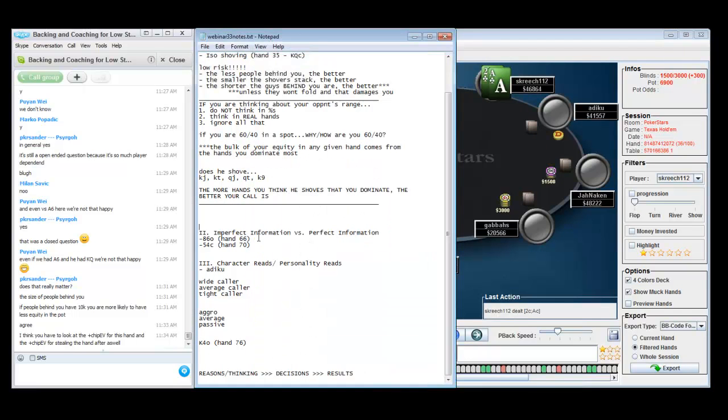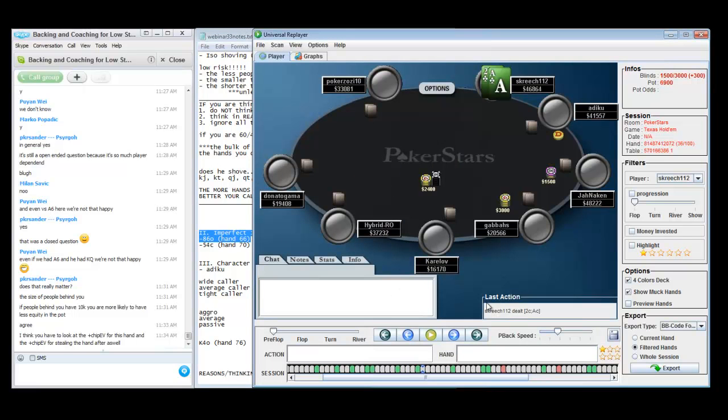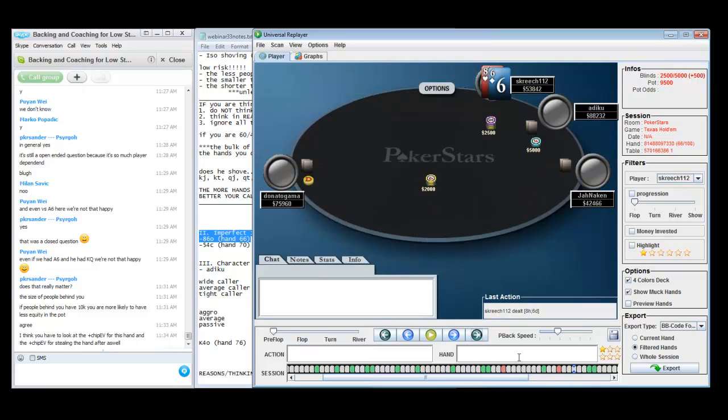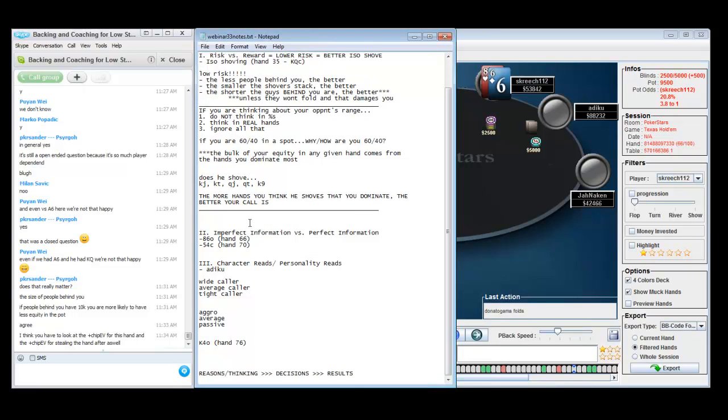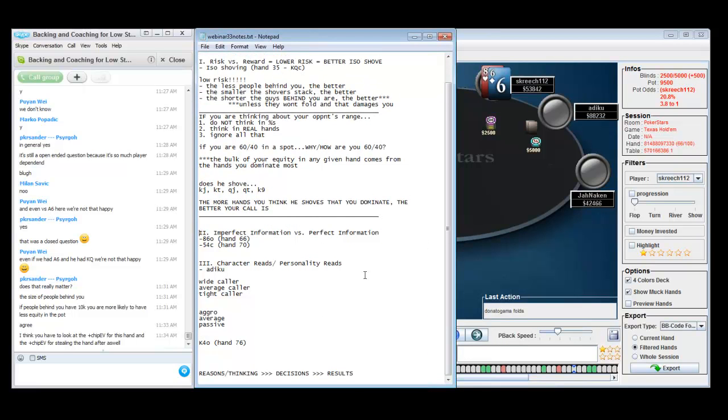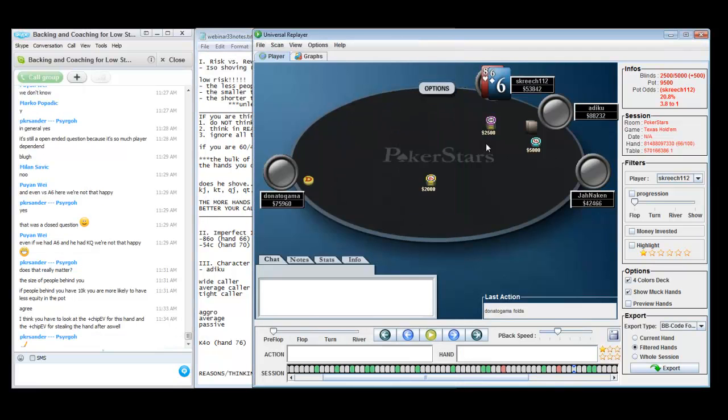Now let's move on to the imperfect information, perfect information stuff. This is hand 66. So Marco, this can apply in 18s as well. Here we go. It folds around you. What do you do? Everybody give an answer.